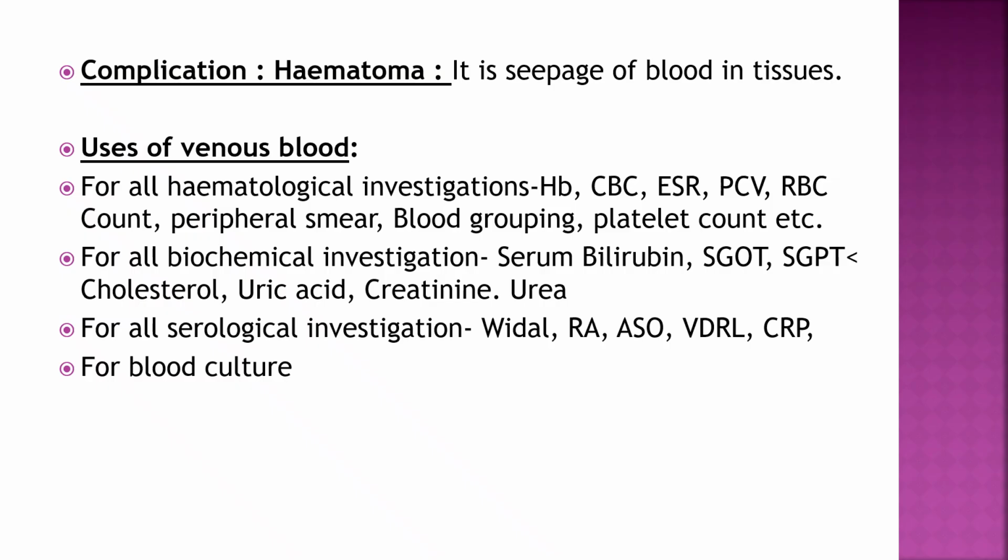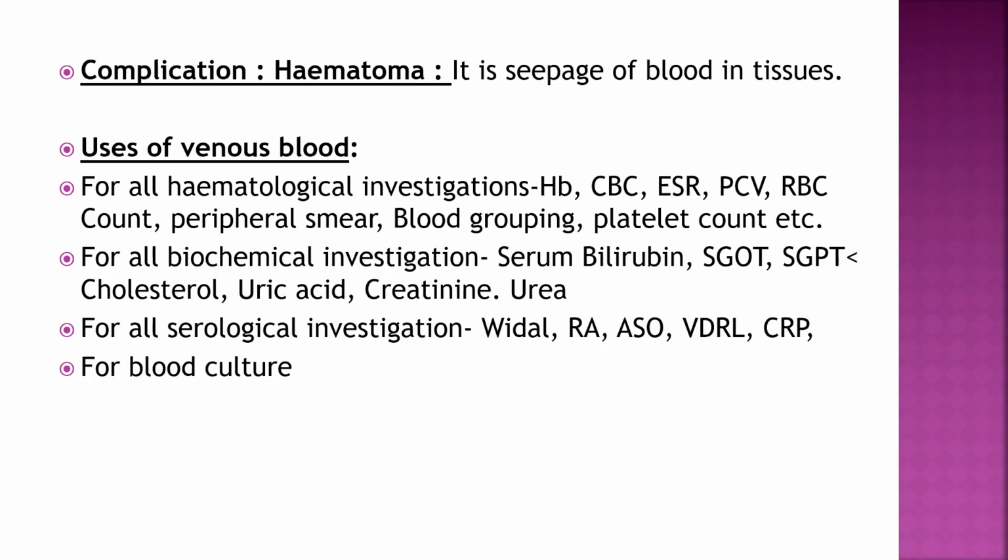So uses of venous blood. So all hematological investigations. So preferably venous blood we require mainly for the very large quantity of blood is required. So like hematological investigations like ESR, PCV and other cell counts. Biochemical investigations where the serum is required. Serological investigations where the serum is required, and for blood culture.